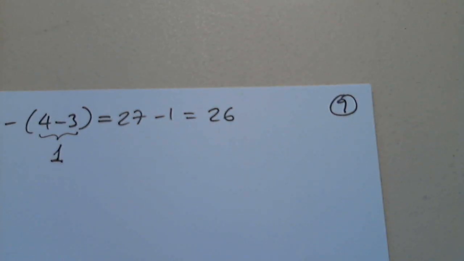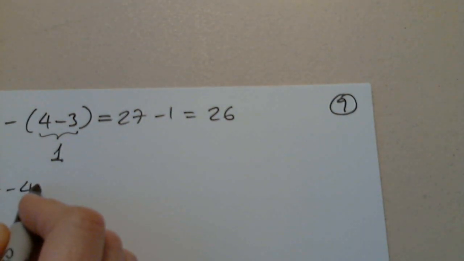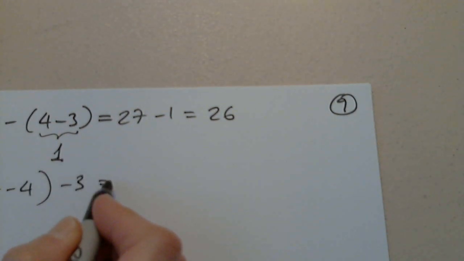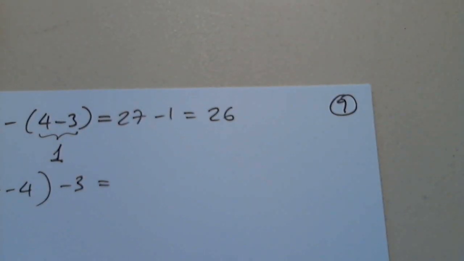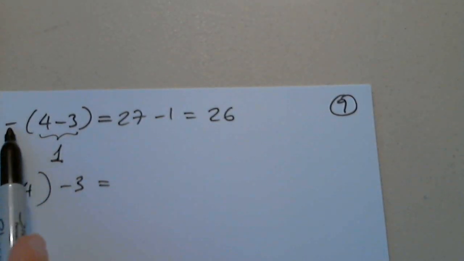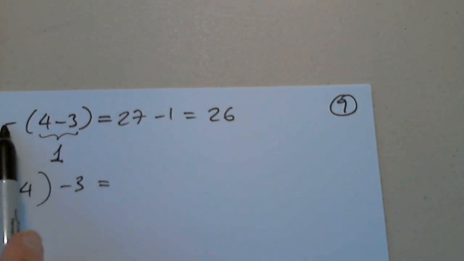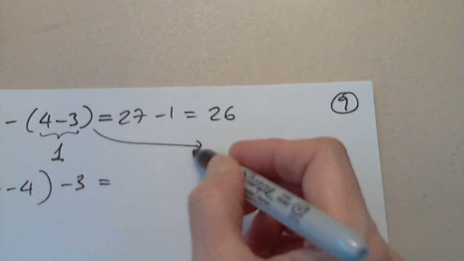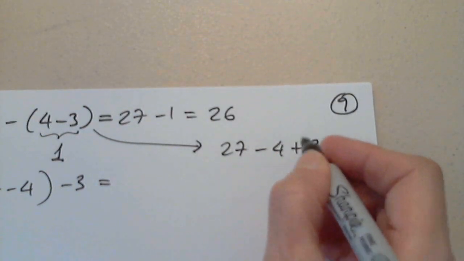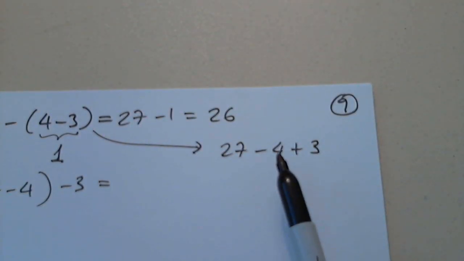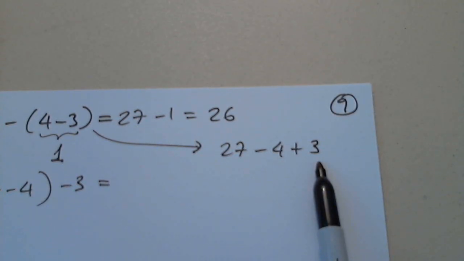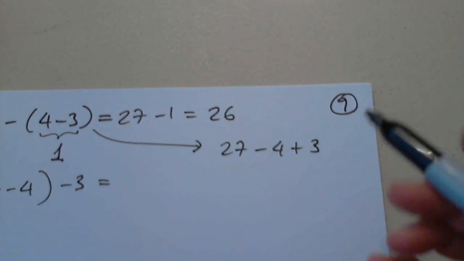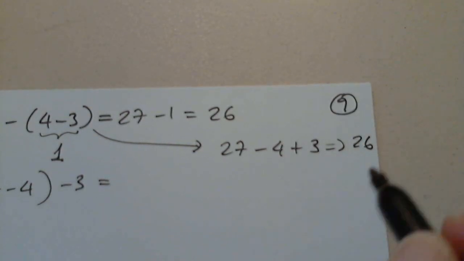Now, let's see the other one, and then conclude. 27 minus 4, and then minus 3. So these are not the same. Because here, 4 is negative if you want to distribute. So if you rewrite this expression as 27 minus 4 plus 3, and negative 4 plus 3 is negative 1, and then 27, this will result in 26.